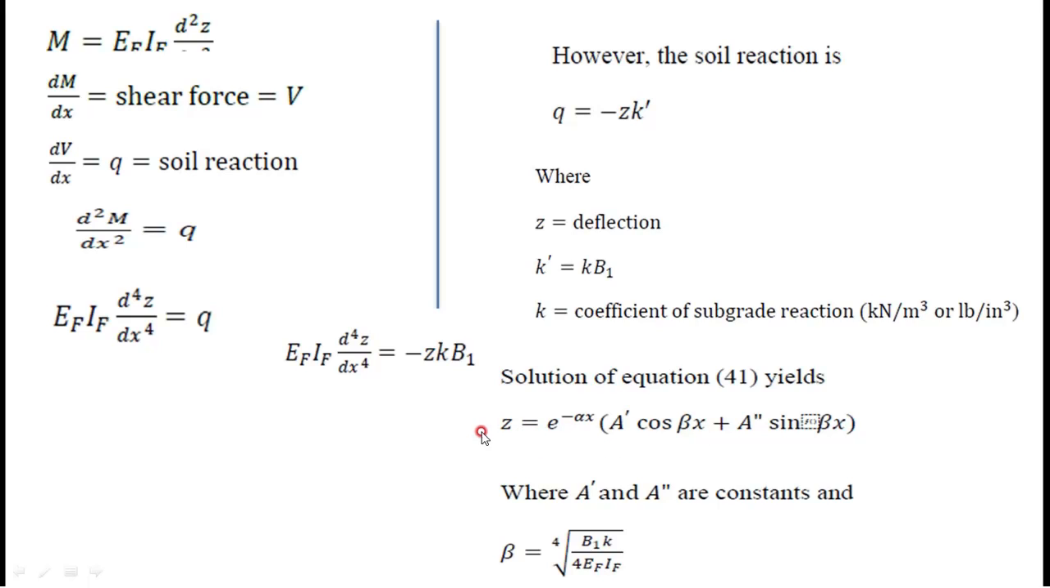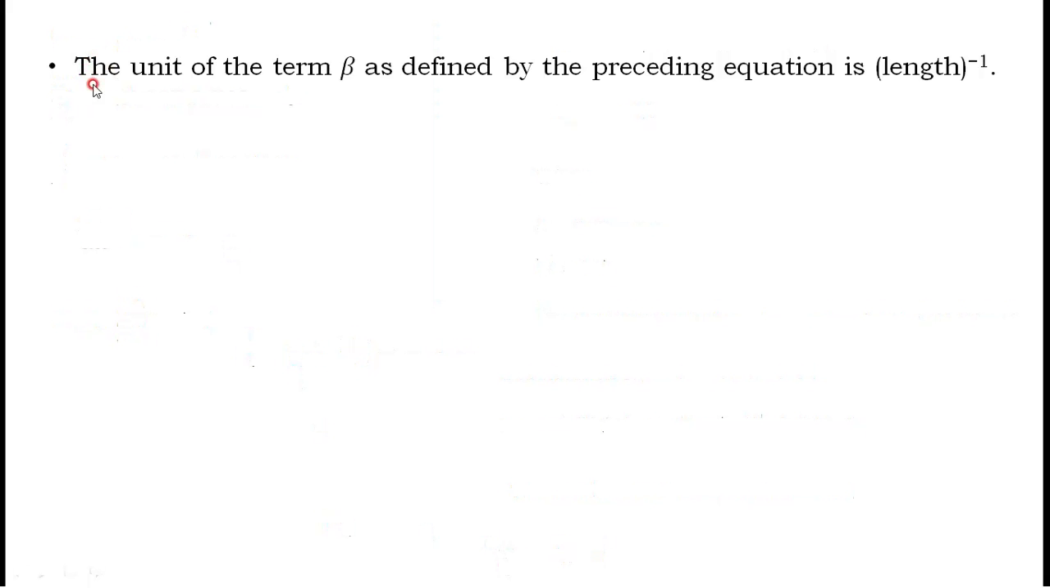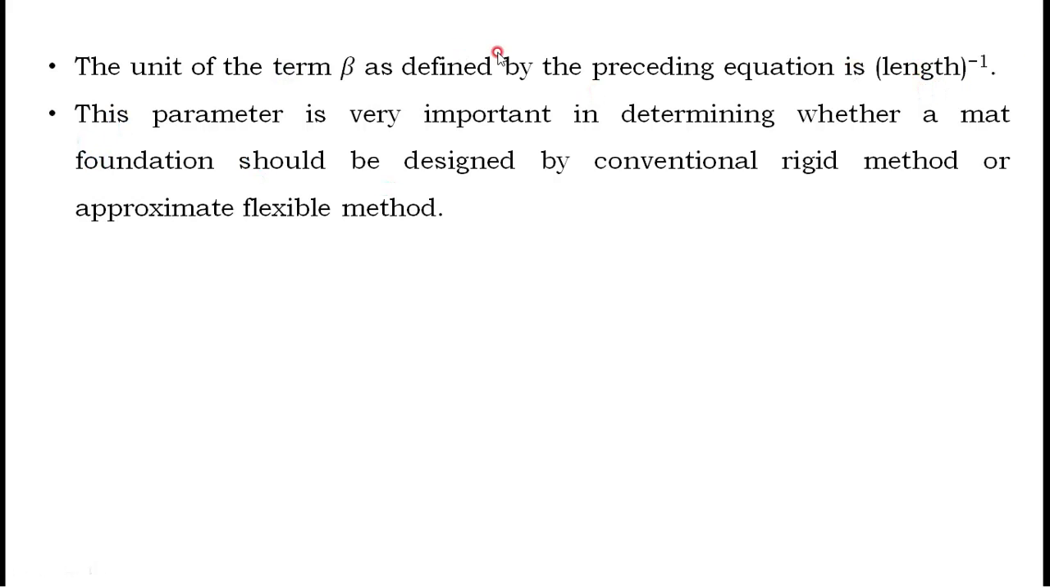If you go and open your M2 book, you will get this equation very easily. Then here A1, A dash and A double dash are constants, and beta is an empirical constant that is equal to the fourth root of B1 K by 4EI. E is the Young's modulus and I is the moment of inertia. This beta becomes a very important parameter. Look here. The unit of the term beta as defined by the preceding equation is per length, or length inverse.